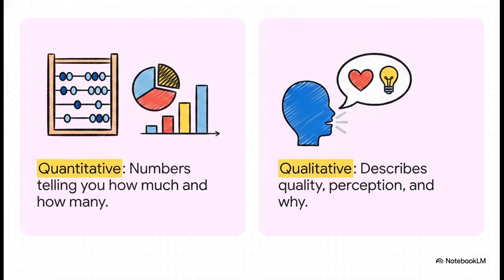And trust me, you really need both. Quantitative is all about the numbers, how much and how many. Qualitative describes quality and perception, and it often tells us the why. Let's imagine you're running a girls' education project in the Upper East. Quantitative data gives you the hard numbers, like the share of girls who stayed in school all year.